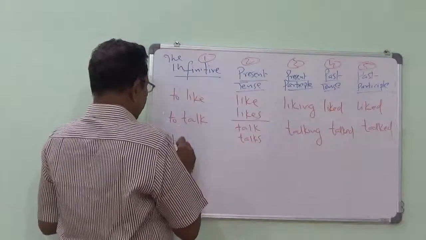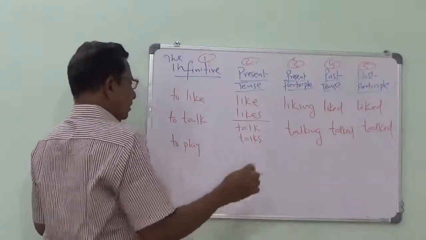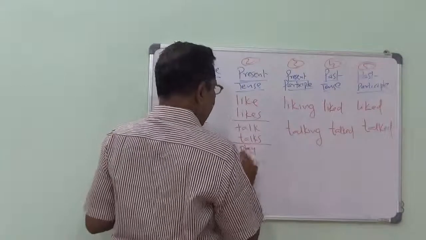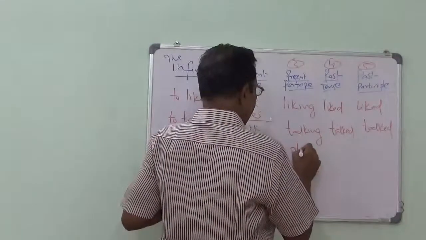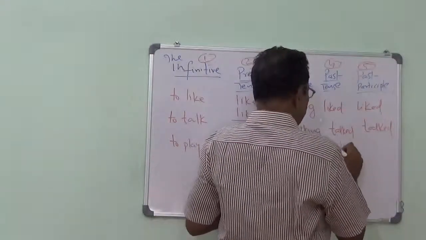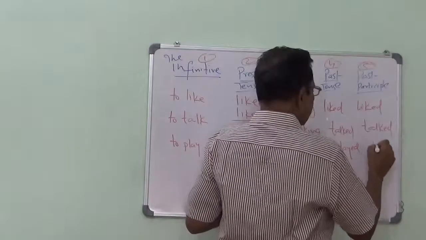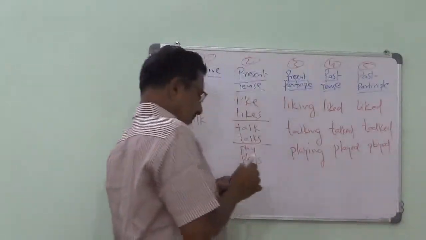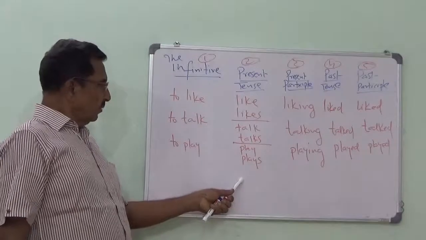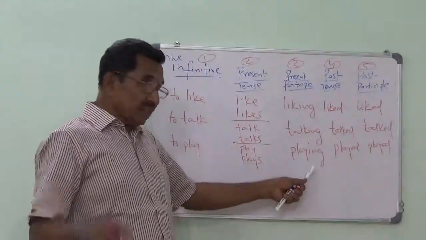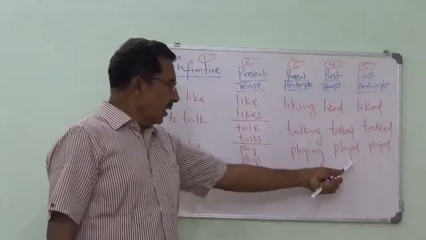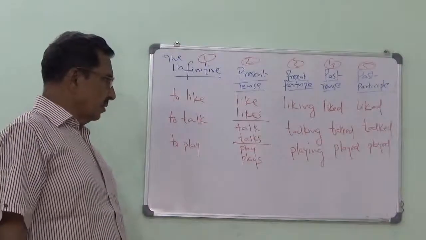Let's take another one. Play. To play. Next one, play or plays. Next, playing, the ing form. Remember these names. And the next one, played. And the last one is the same as the past form, played. See that? To play. Play, plays, the present forms. Playing, present participle, because there are 2 participles. One is present participle. The other is past participle. And then past tense played.